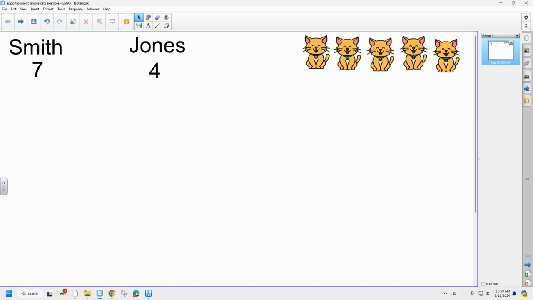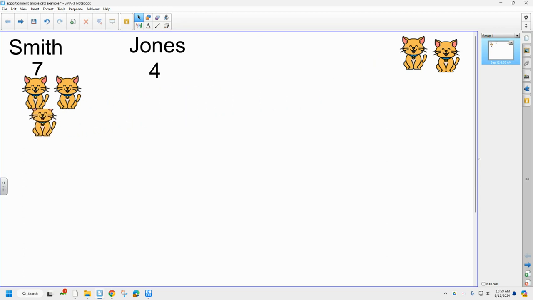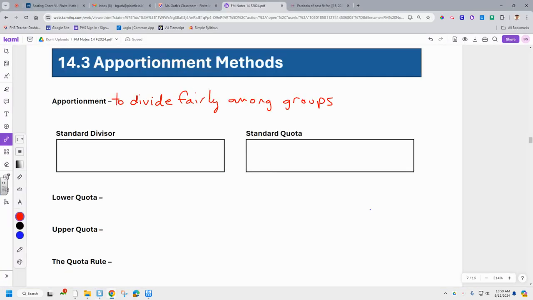So anybody have a solution to that? How many cats do you think the Smith family should get? 3? That seems logical, right? So maybe the Smith family adopts 3 cats and the Jones family adopts 2 cats. That's a real simple example of what we're doing. It's going to get a lot more complicated because the numbers are going to be bigger. There's going to be more groups. There's going to be more cats. But that's basically what we mean by apportionment. We're trying to divide fairly among groups.